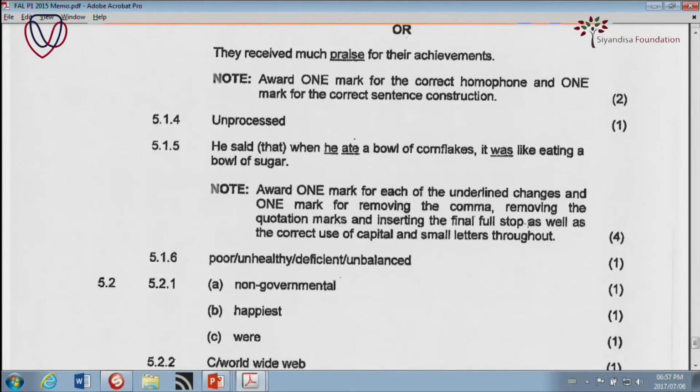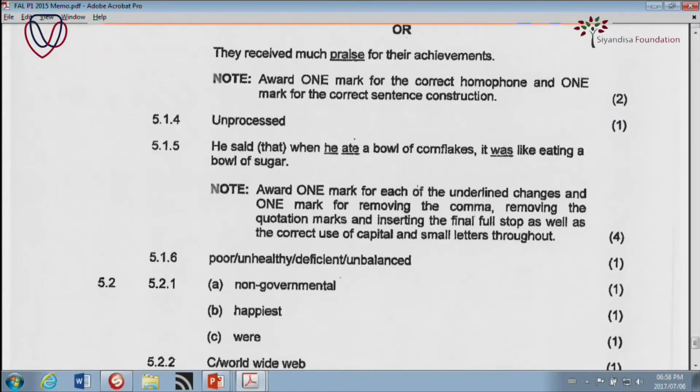So, punctuation, 1 mark if it's correctly punctuated. But just before we go on, do you see here, inserting the final full stop. I would not regard that comma as an essential part of the answer. If you read it out loud, he said that when he ate a bowl of cornflakes, it was like eating a bowl of sugar. It is not necessary to put a comma there. It's not incorrect to put a comma there, but strictly speaking, it is not required. You can omit that comma completely, so you've got only that capital letter and that full stop as far as the punctuation is concerned, and you are fully and correctly punctuated.